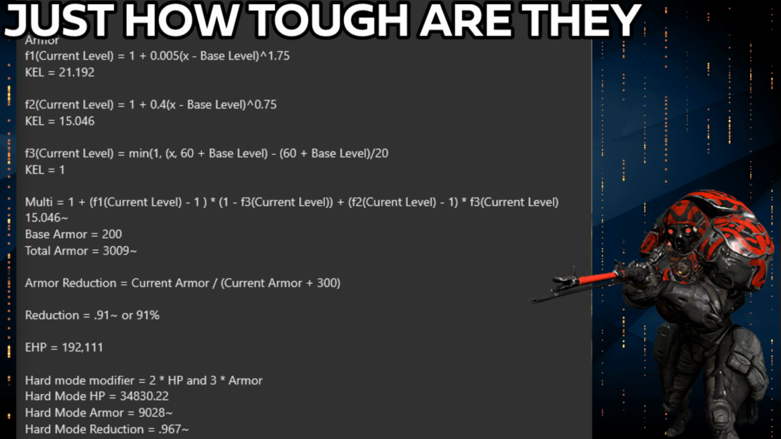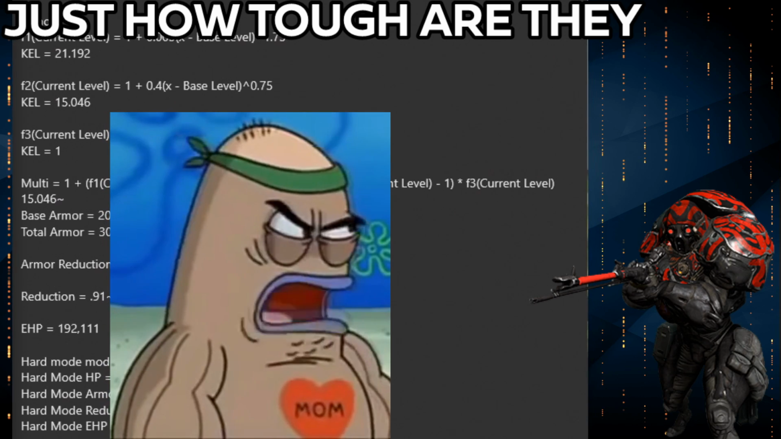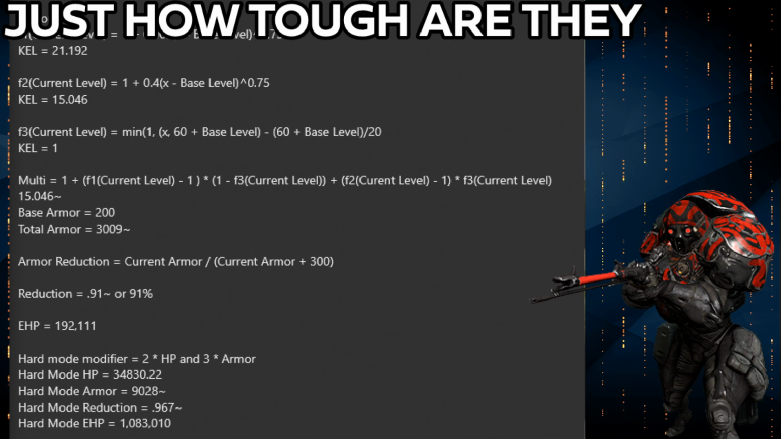This is how much they're going to be getting. Obviously, double health. Armor times 3. Their reduction goes up to 96.967, roughly. It's a much longer decimal than that, but I've rounded it. And that means that their EHP is 1,083,010, which is more than 5 times their usual EHP.